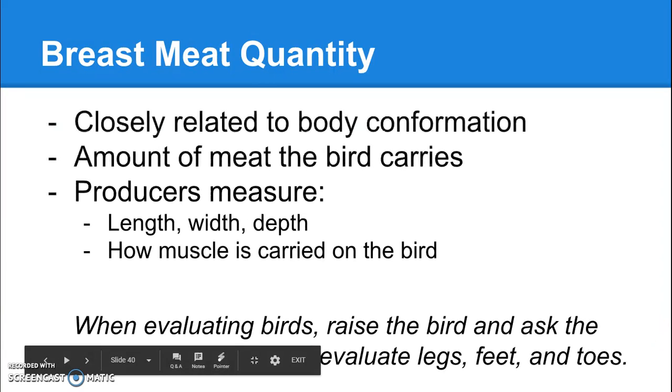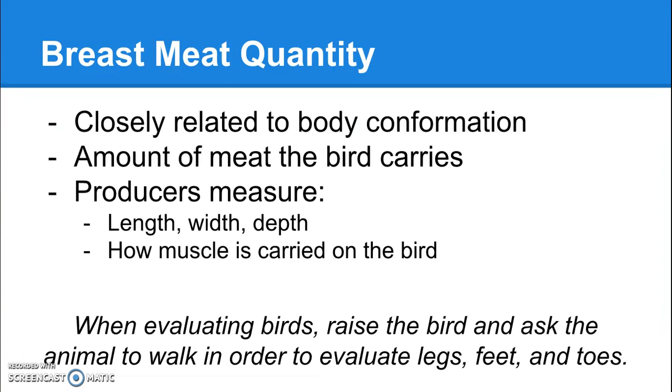You also want to look at breast meat quantity. This is very closely related to body conformation. The bigger the skeleton of the bird, the more meat they can carry. And it measures the amount of meat the bird carries. So you can measure length, width, and depth, and how much muscle is carried on the bird. That length, width, and depth really tells you how much muscle is carried on the bird, but you can measure it for itself as well.